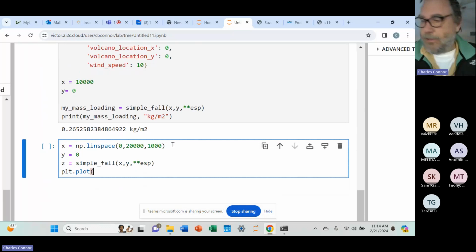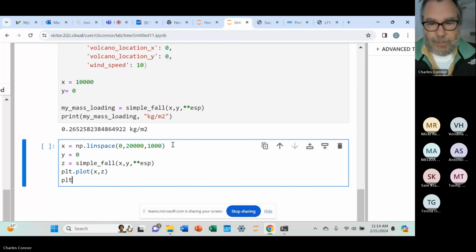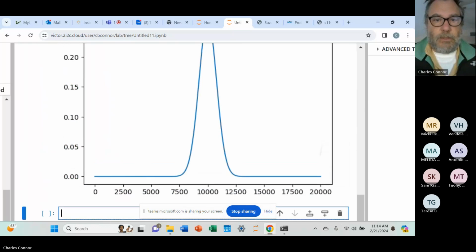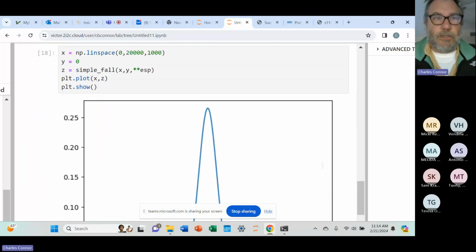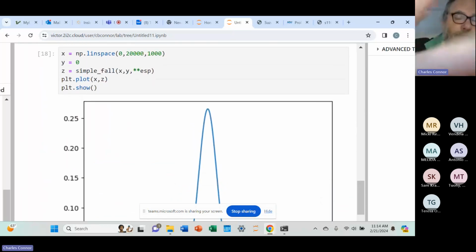Okay, I'm going to still look at the crosswind direction, and I'm just going to say z is equal to simple fall. That's my number, and I'm going to say x, y, and then I'm going to pass by reference my eruption source parameter list, and then I'm going to plt.plot x versus z. And I'm going to plt.show. Oh, there's my expression. Okay, so let me clean this up a little bit for you.